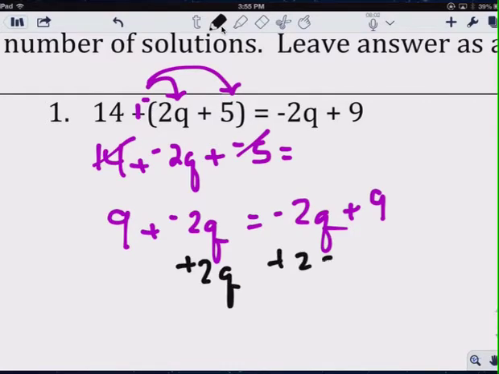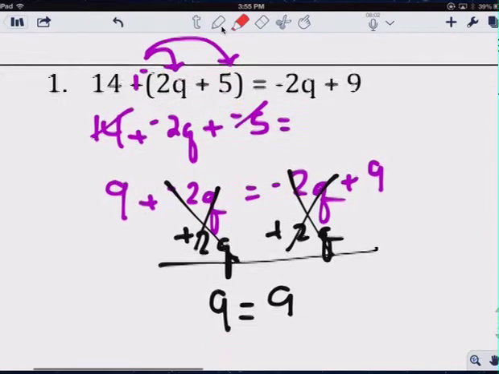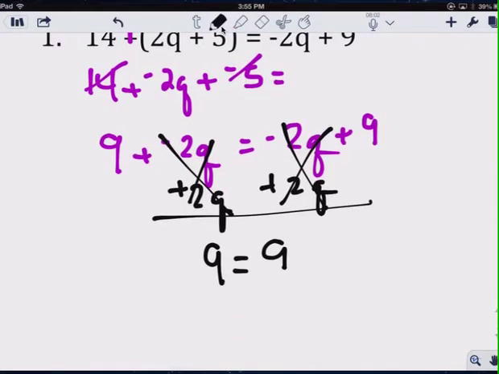Add 2q to both sides. Eliminate both because it equals 0. And 9 is equal to 9. Notice that this is called infinitely many solution, infinite solution.